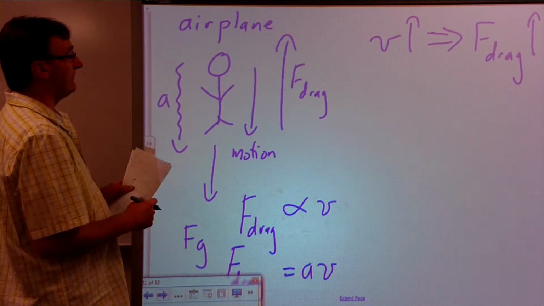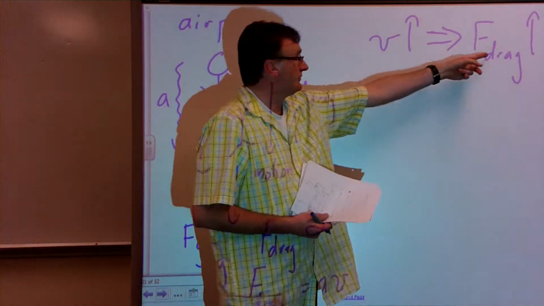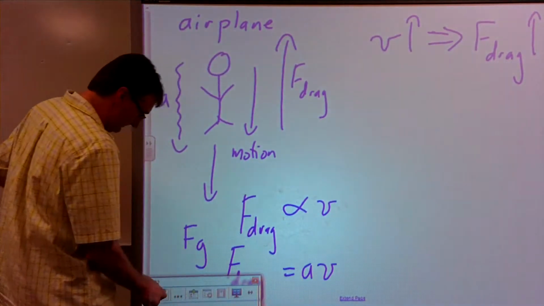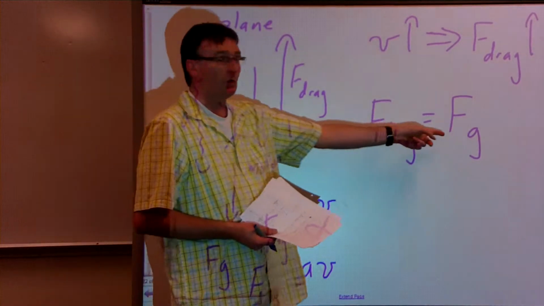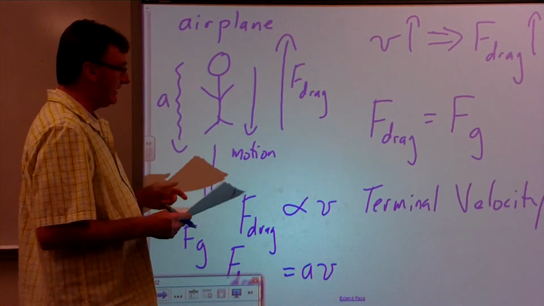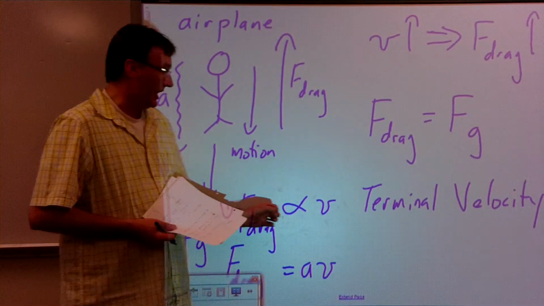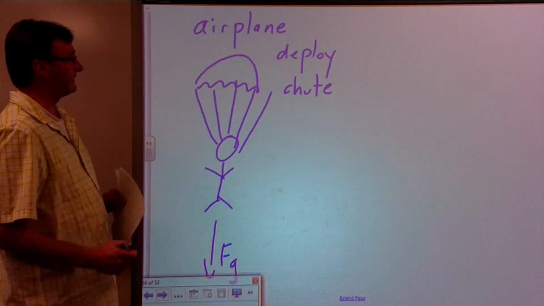And so as their speed increases, the drag force will increase. And at a certain point then, the drag force then will equal the force of gravity. And when that happens, what we say is that the person has reached their terminal velocity in a free fall. All right, so now let's look at a different situation.